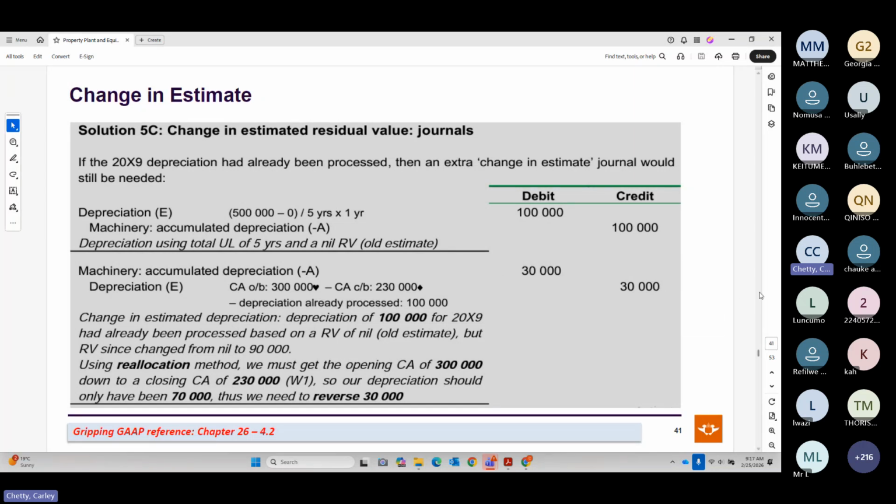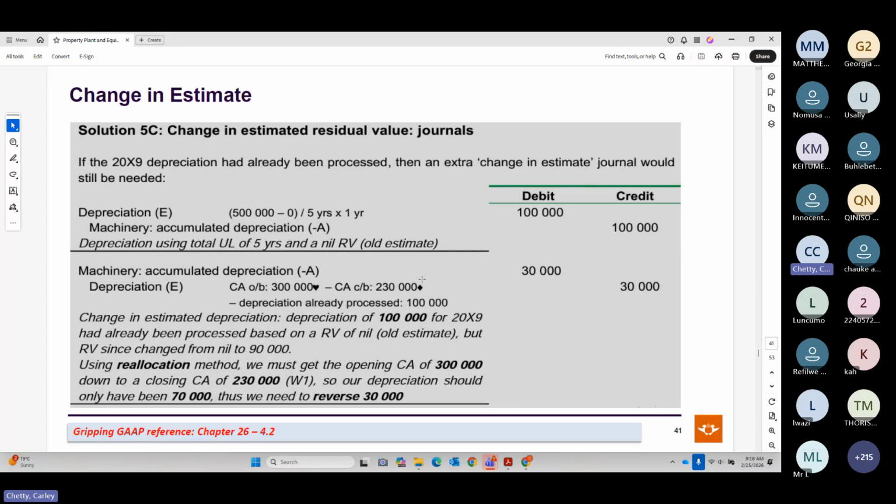depreciation. So now the accountant wants the net effect to be depreciation recorded of 70,000 Rand. So the accountant is now going to process this journal to reduce the depreciation that was processed. The accountant recorded 100,000 Rand worth of depreciation based on the old residual value, but it should be 70,000. So the accountant is going to say debit machinery accumulated depreciation with 30,000 and credit depreciation with 30,000.